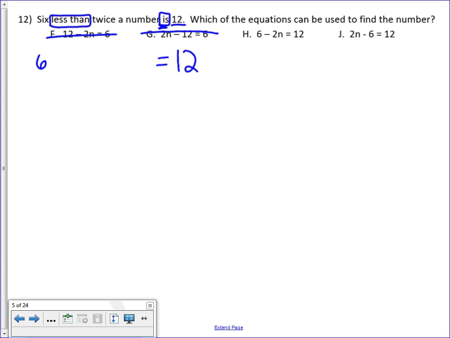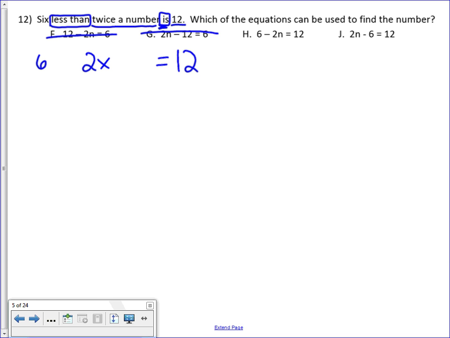6 less than twice a number. Okay, twice a number means 2x because it's 2 times a number. So it's 2x. Now here's the trick. Is it 6 minus 2x or is it 2x minus 6? So we have to think about what we're doing there.